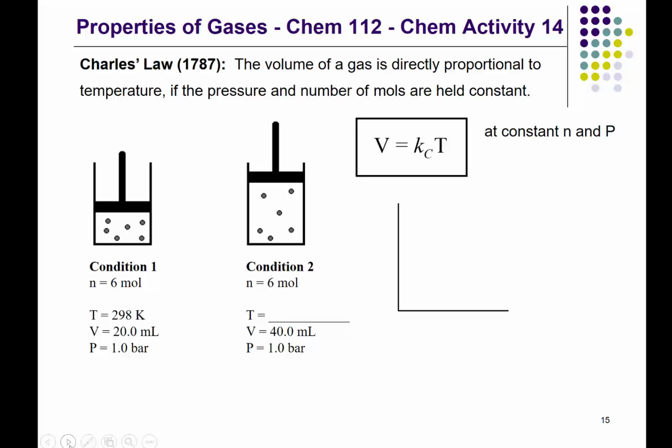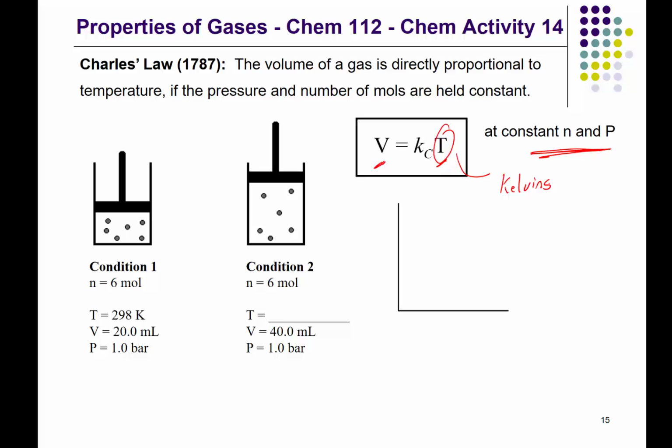The statement of Charles' Law is the volume of a gas is directly proportional to the temperature if the pressure and the number of moles, or the amount, is held constant. So again, we're only focusing on the relationship of volume and temperature at constant amount and pressure. Now, as simulated in the animation, the volume is directly proportional to the temperature. But it's very important that you understand that this must be temperature in units of kelvins.